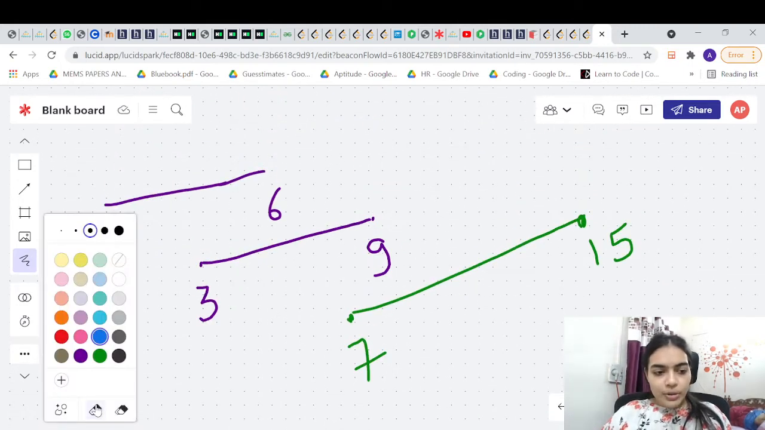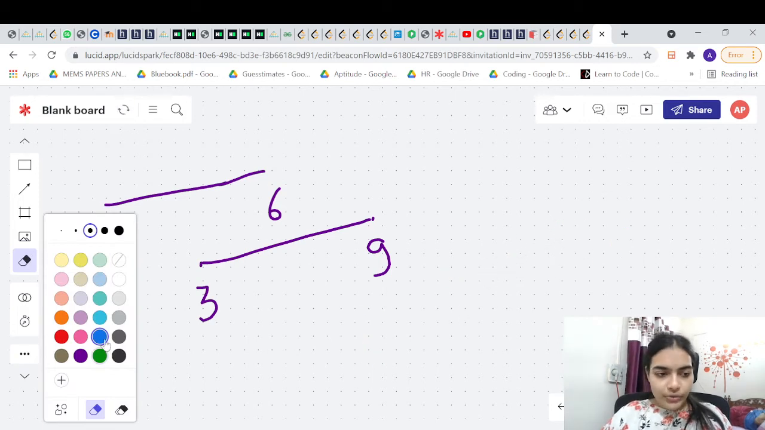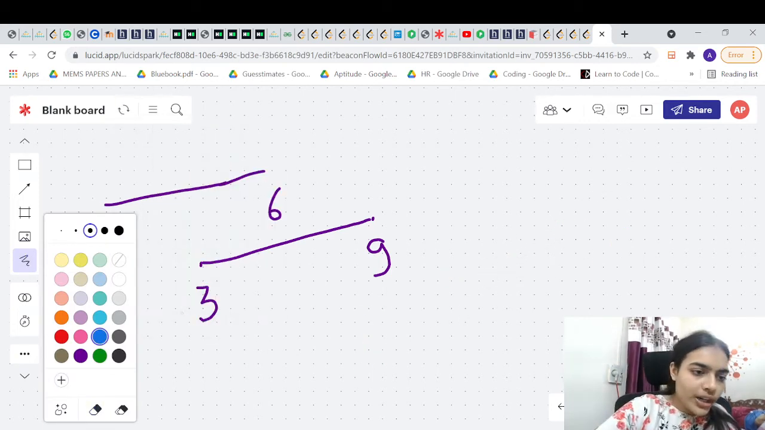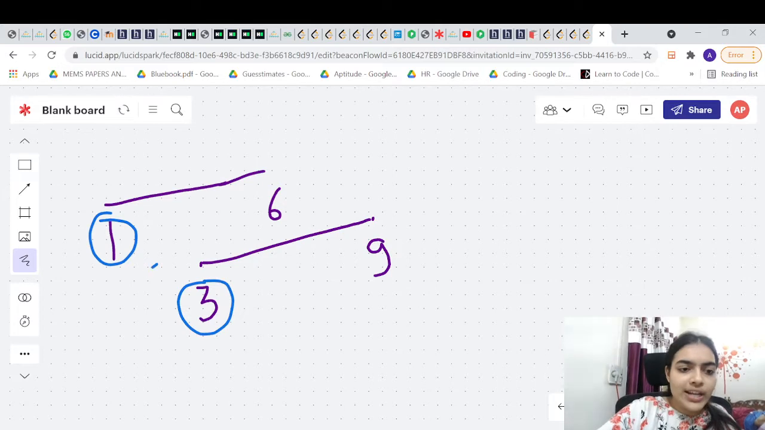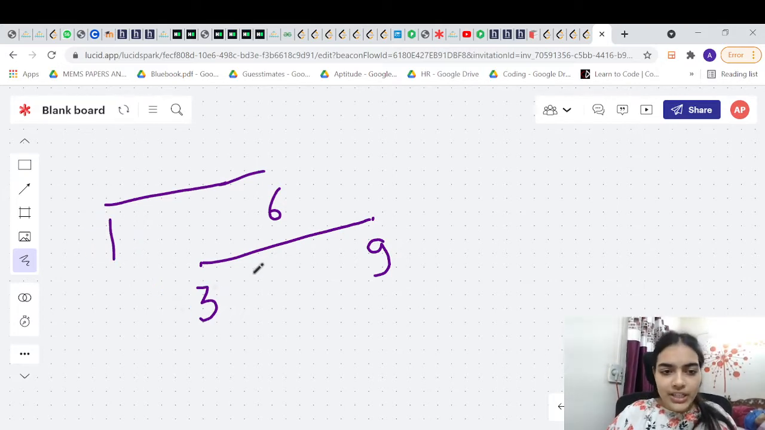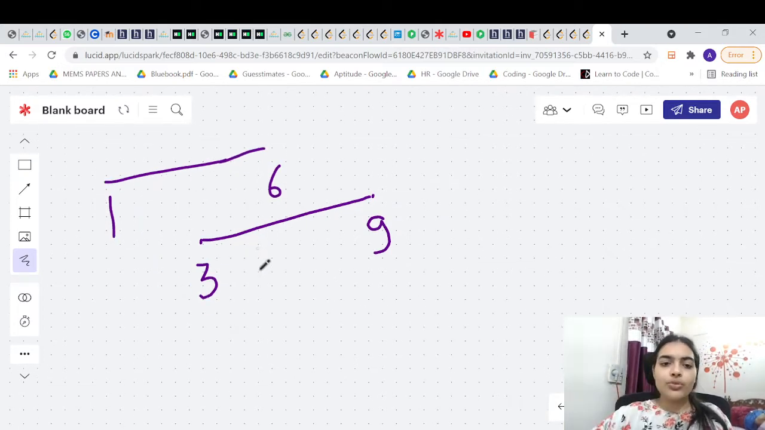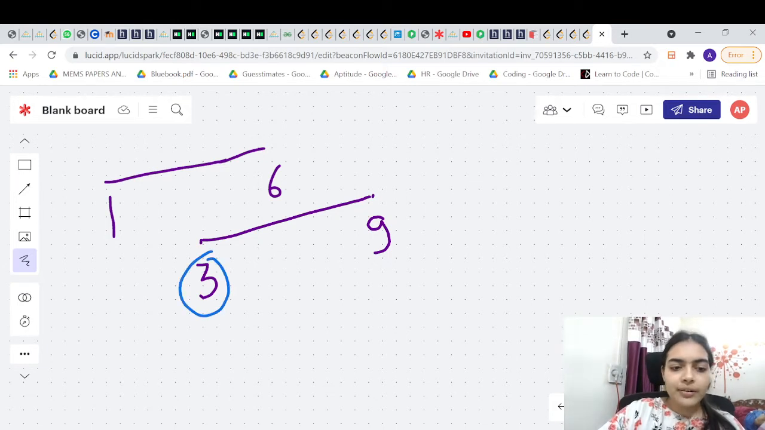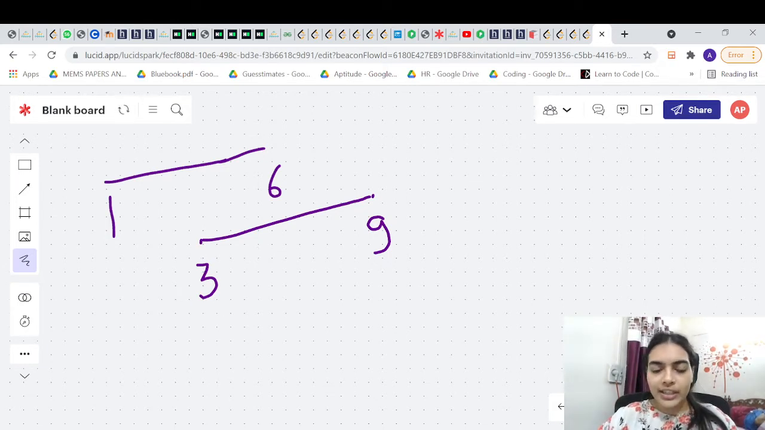Okay, let's try to analyze it. Suppose you don't know what intervals are coming in the future. But what if this is sorted, right? So 1 is less than 3. So the next interval which is going to come will start with a time greater than 3. Suppose we have sorted the array. Then in that case, there will be only two possible cases, right? What will be the case?